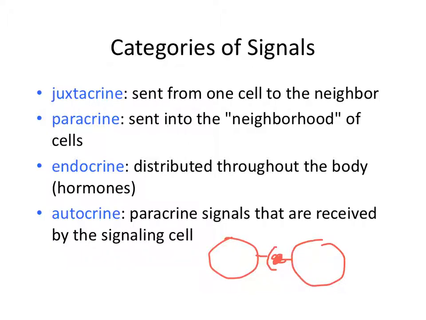Paracrine basically is like juxtacrine, but you sever the connection between the ligand, the signal, and the cell surface so that it can move about. Then that little red dot could float over there and interact with a cell surface receptor that's maybe the same shape, but on a non-adjacent cell, paracrine signal.